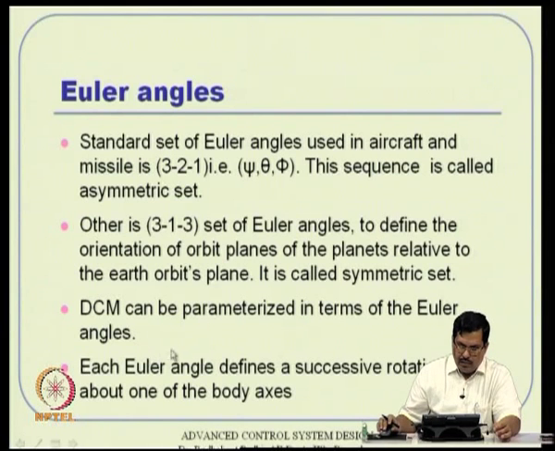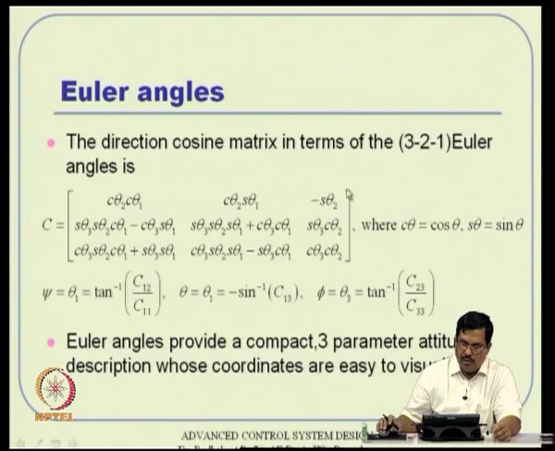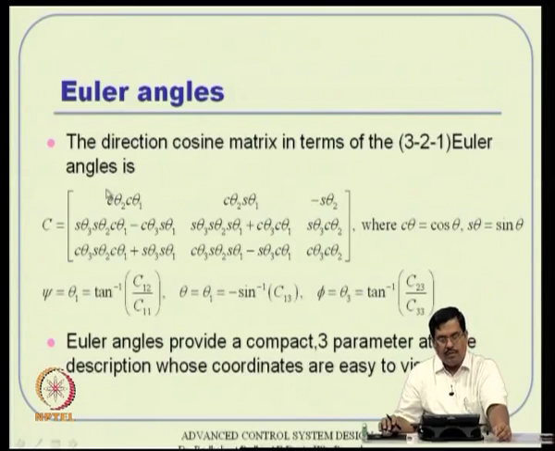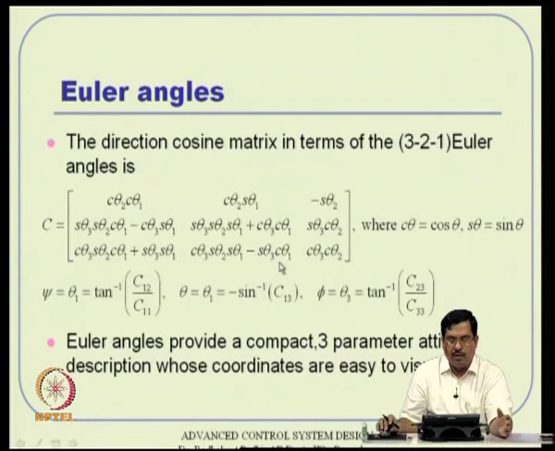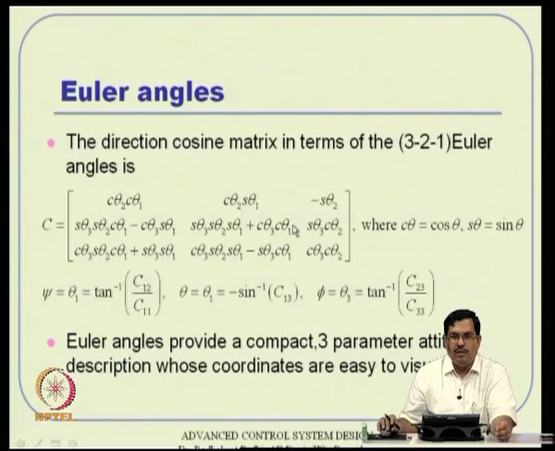And then okay, the direction cosine matrix can be parameterized in terms of Euler angles, we will see that relationship also. And obviously, Euler angles define successive rotations and all, we discussed that. So, this is the representation actually, like if you have Euler angles okay, theta 1, theta 2, theta 3, I am not writing in terms of theta phi psi, you can also write in terms of 1, 2, 3 notation actually, theta 1, theta 2, theta 3, then the direction cosine matrix turns out to be like that, where c theta stands for cos theta and s theta stands for sin theta especially.